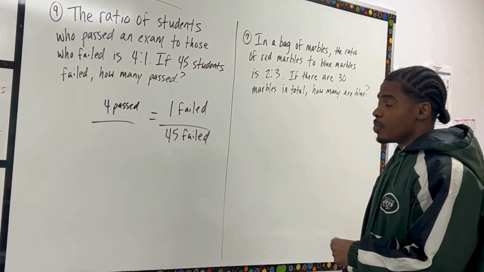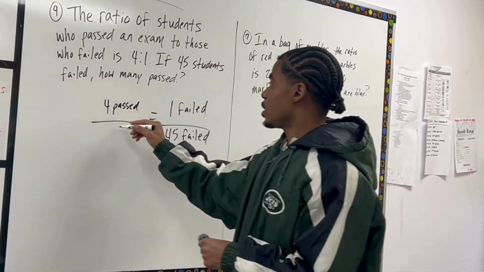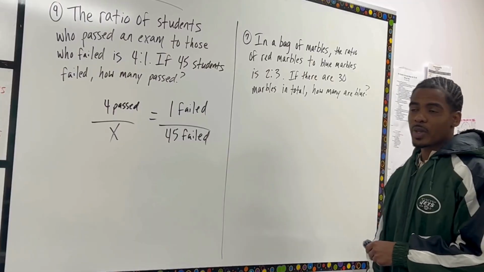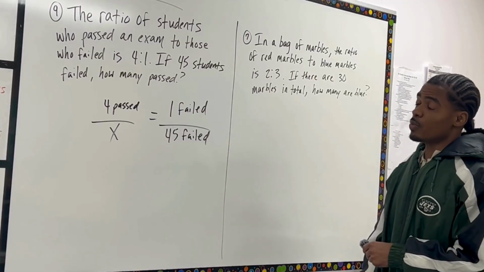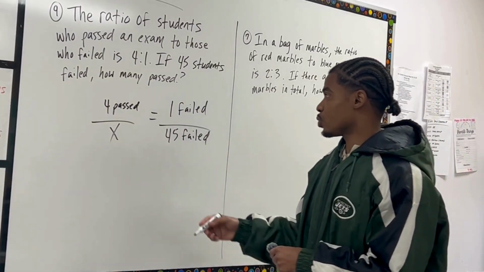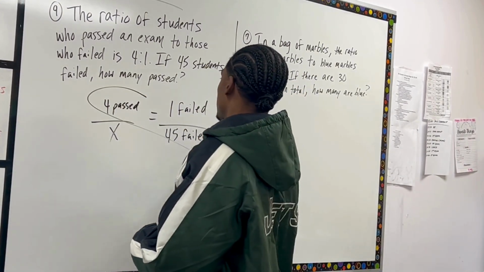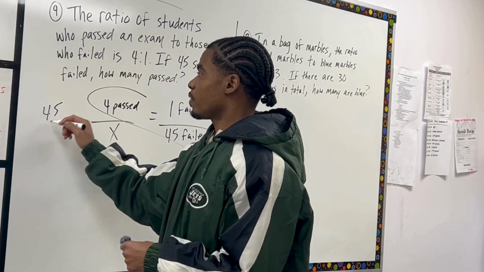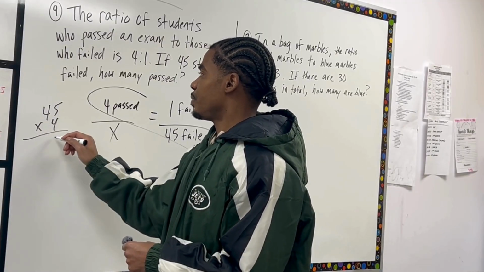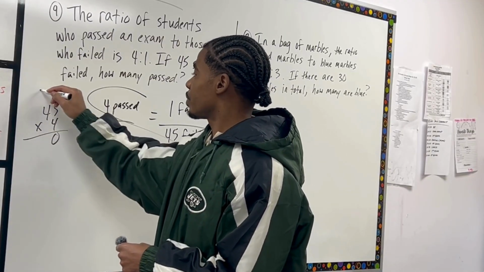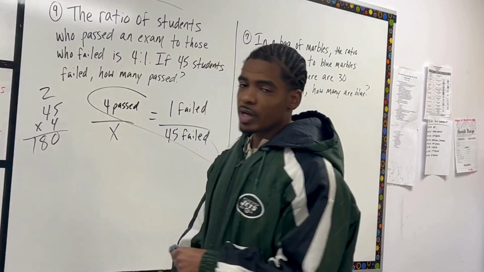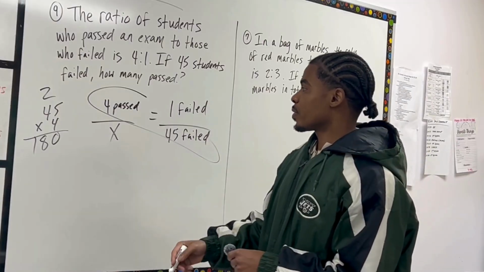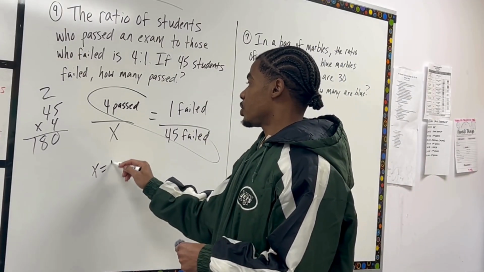Okay, so now we've gotten our proportion. For that blank, you can put an X. Now that we've set this up, remember, first thing you want to do is cross multiply. So we're going to cross multiply 4 and 45. 45 times 4 is 180. Now we just take that number and divide it by 1, so that would give us 180.